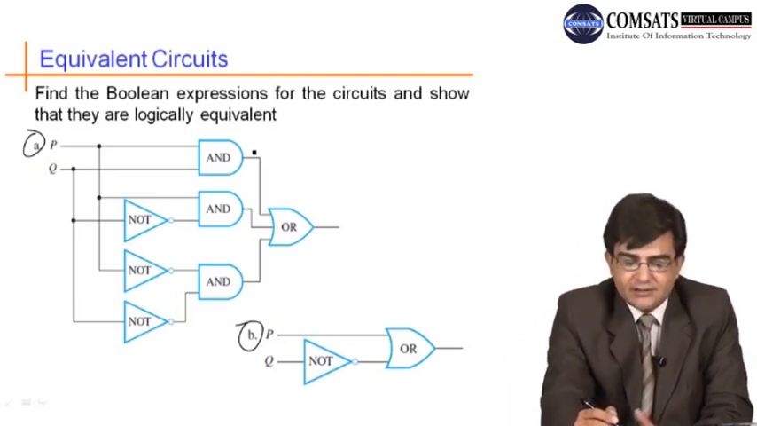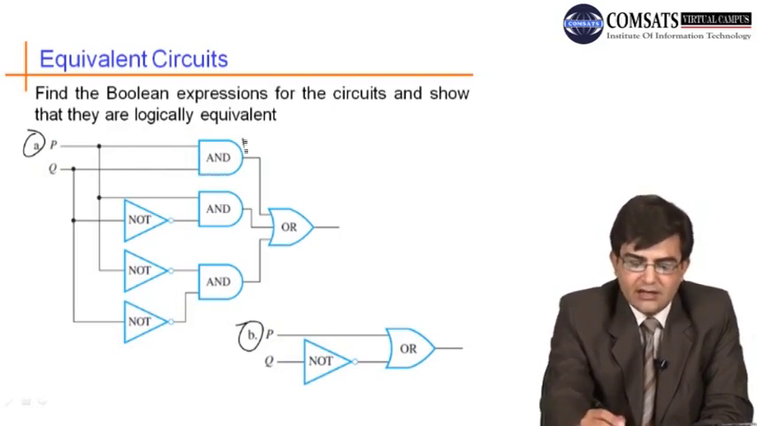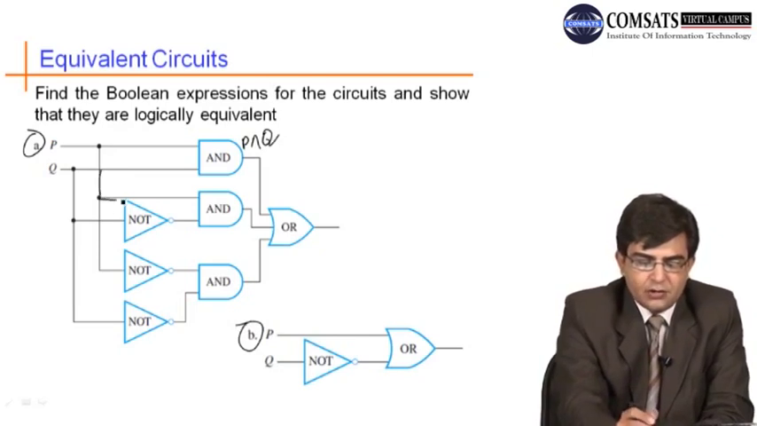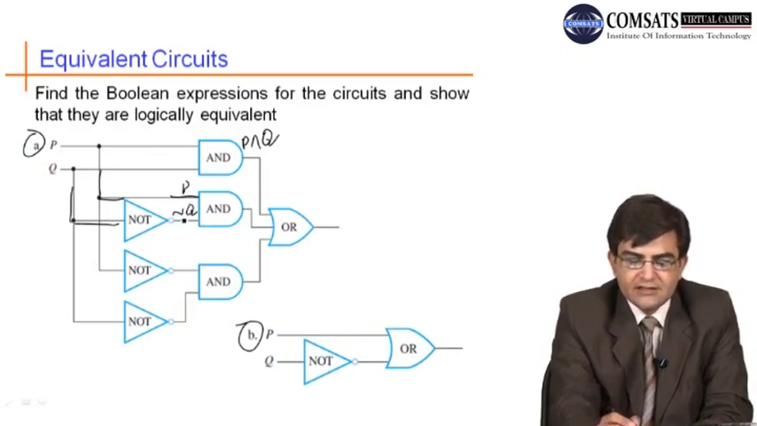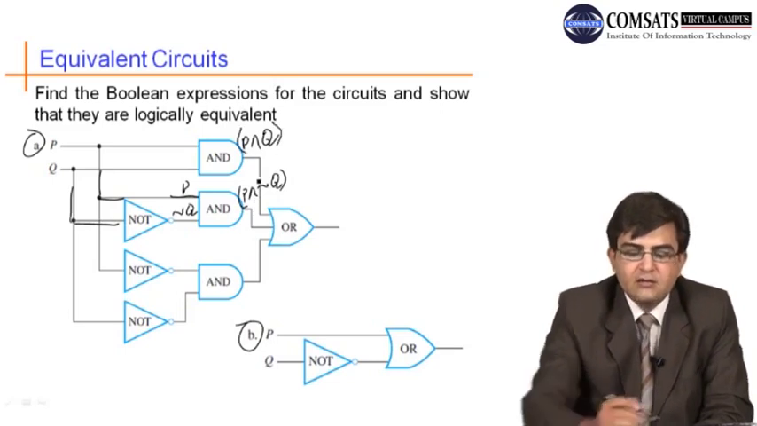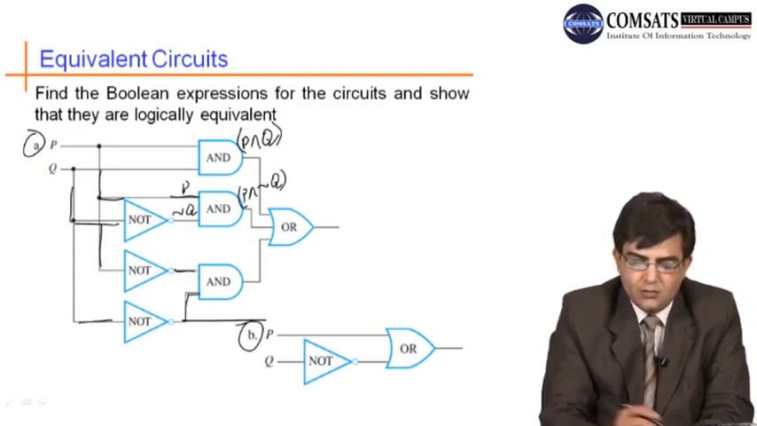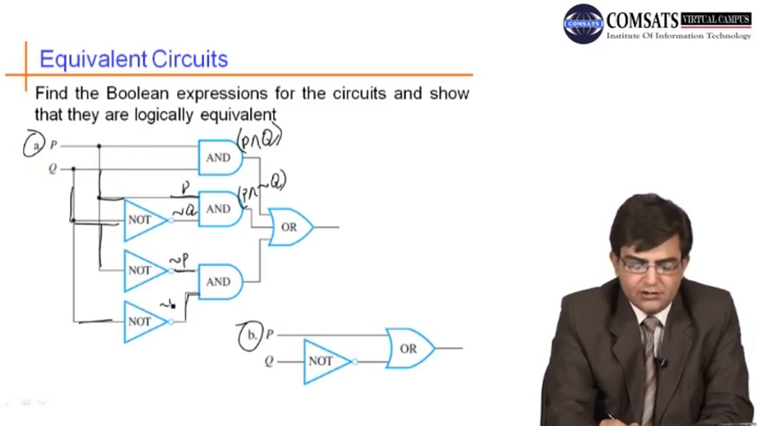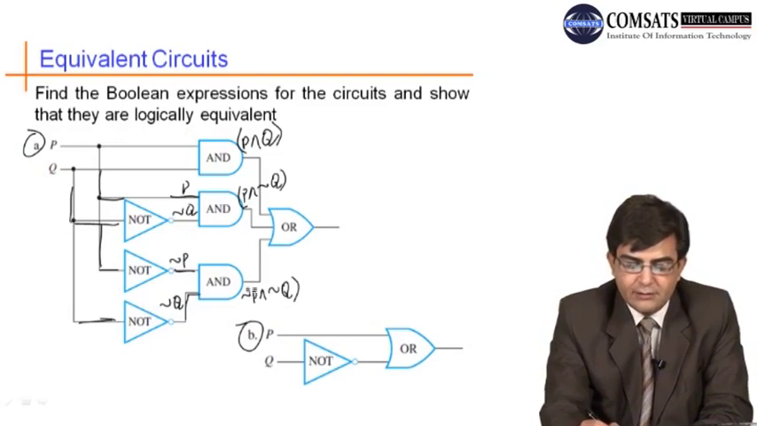So first we write the Boolean expressions. Here we have AND, we have P, we have Q. The input of this AND is P and Q, so we arrive at P and Q. Now here the input of this AND gate is P, and here we have a NOT logic gate, so we have NOT Q. So here we have arrived at P and NOT Q, in another bracket. Now the input of this logic gate is both NOT P and NOT Q, because we have NOT gates on both these inputs. So at the end we have NOT P and NOT Q, in another bracket.